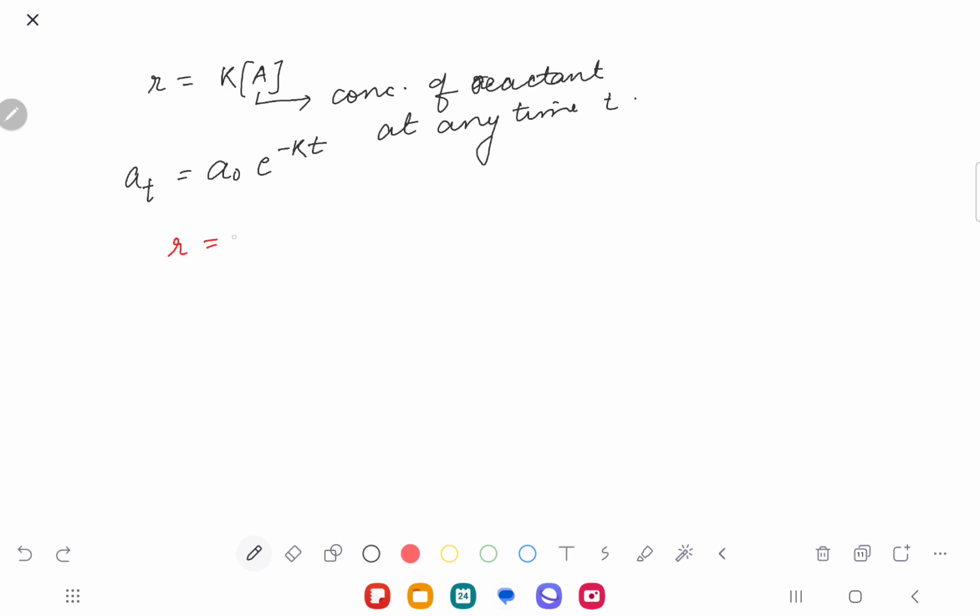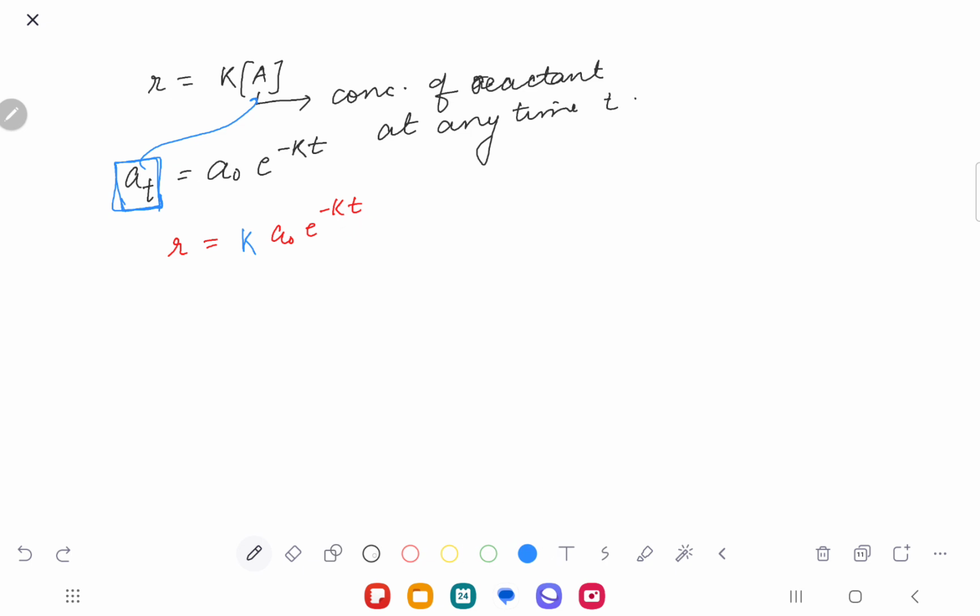So when I say R equals K A, instead of A, I'm going to write A naught e raised to power minus kt. Can I do that? Because A_t is also the concentration at any time t. Yes or no? Yes, ma'am. So when I say R equals K A naught e raised to power minus kt, you tell me what is happening.